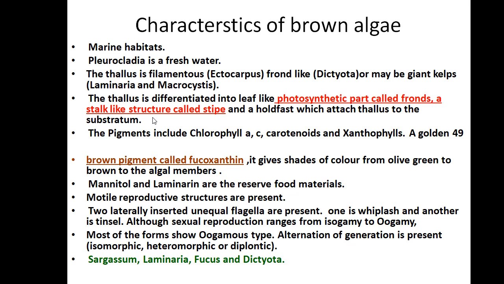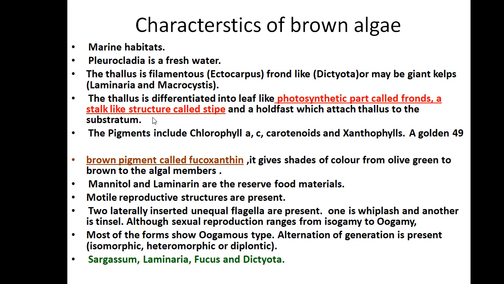Example, Pleurocladia is freshwater. Brown algae are the Phaeophyceae organisms. The body structure, or thallus, is filamentous in nature. Example, Ectocarpus. Frond-like structure. The body structure of this is Dictyota, or maybe giant kelps, for example Laminaria and Macrocystis, which are examples of the brown algae.